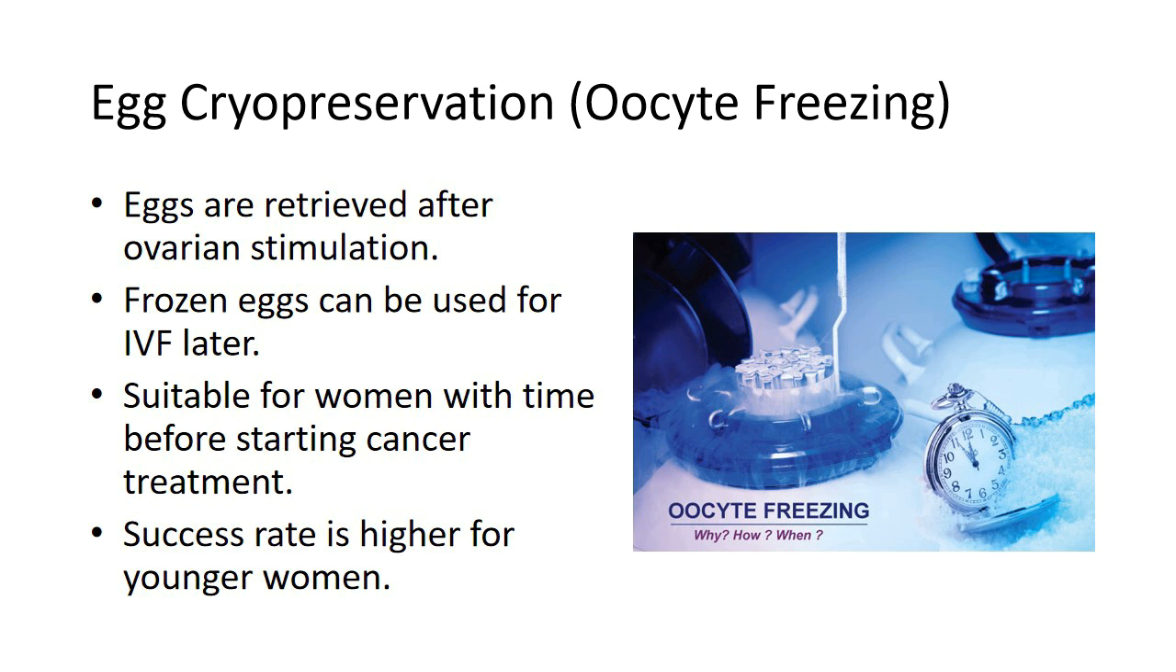Success rate. Success depends on the patient's age at the time of egg retrieval. The younger the woman, the higher the chances of a successful pregnancy using thawed eggs. Limitations. Requires the patient to undergo hormonal stimulation and egg retrieval, which may not be possible for pubertal girls or women who cannot delay cancer treatment.